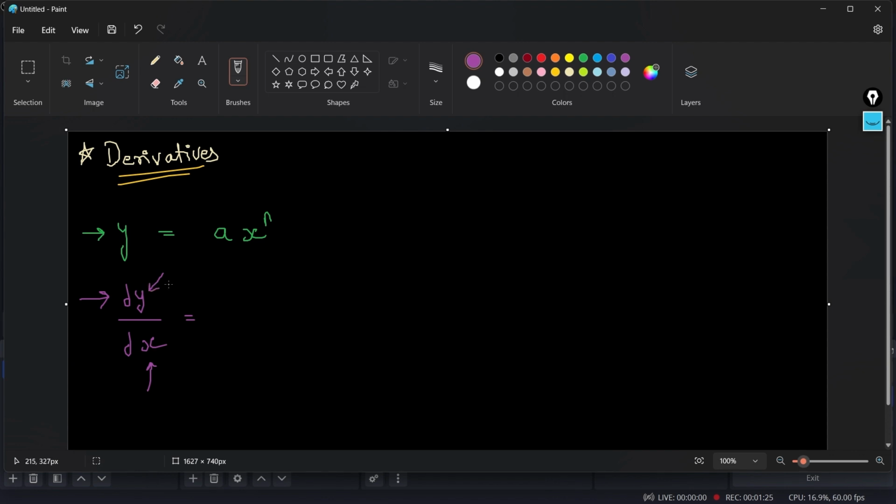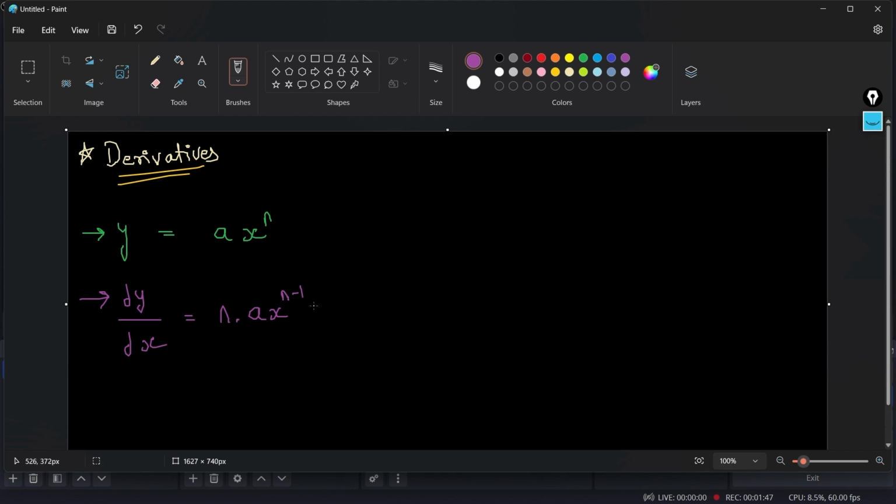What will be the effect on y? Alright? And the rule is pretty much simple. You keep this ax as it is, you don't change that. But now you take that n in the power, you bring it down and multiply it with that a and x. So it is n times ax to the power of, and now decrease the power by 1. This is as simple as it becomes.